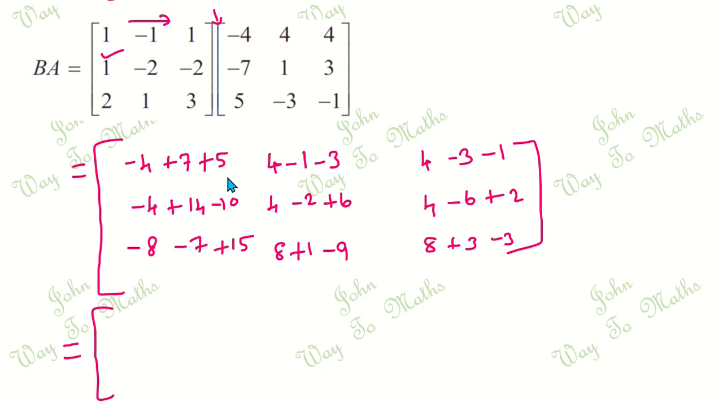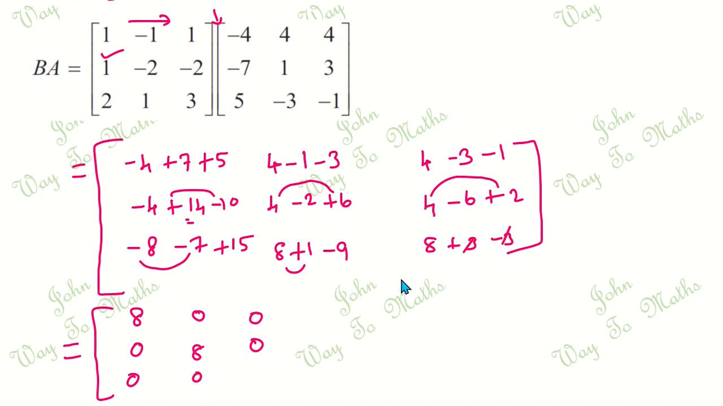So here 7 plus 5 becomes 12, minus 4 becomes plus 8. Here 4, here minus 4 becomes 0. Here 4 minus 3 minus 1 becomes minus 4, so 4 minus 4 becomes 0. Then here 14 minus 14 becomes 0. Here 6 plus 4 becomes 10, 10 minus 2 becomes plus 8. Here 4 plus 2 becomes 6, 6 minus 6 becomes 0. Here minus 8 minus 7 becomes minus 15, so minus 15 plus 15 becomes 0. Here 8 plus 1 becomes 9, 9 minus 9 becomes 0. Here plus 3 minus 3 will be cancelled, so remaining 8.